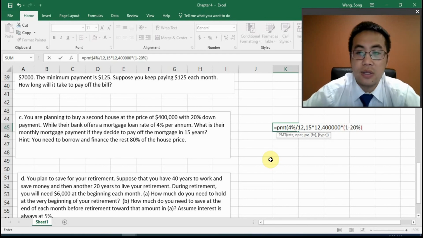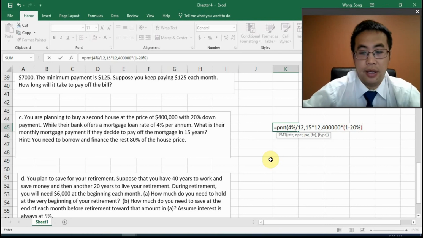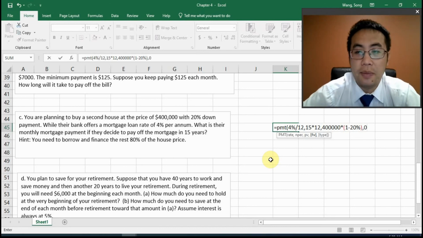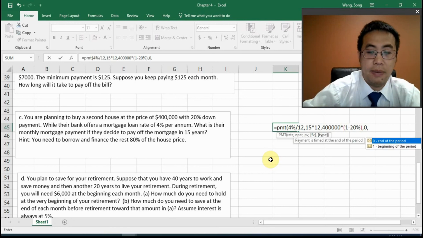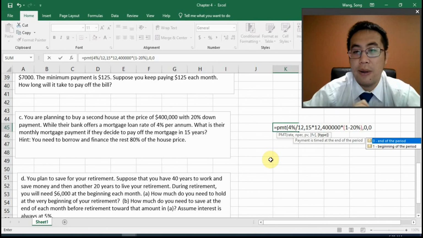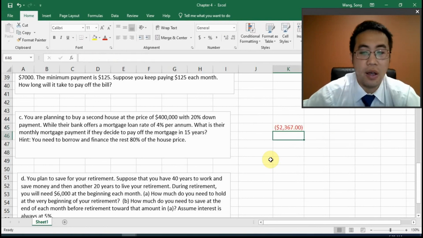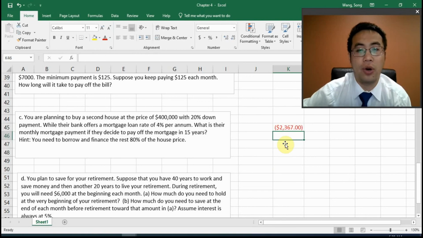All right. So you are financing $320,000. That's how much you borrow from the bank. And then the future value is 0 because you have no lump sum payment 15 years later other than the monthly mortgage payment. And the payment method is at the end of each period. Then hit enter. So this is how much you pay for your monthly mortgage.